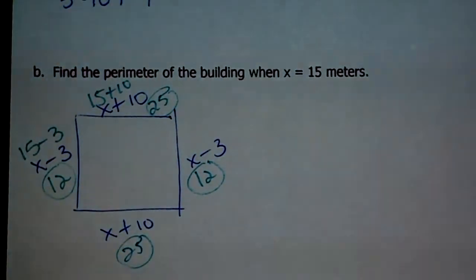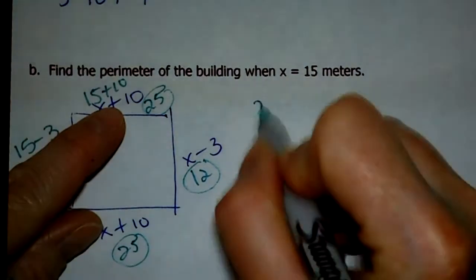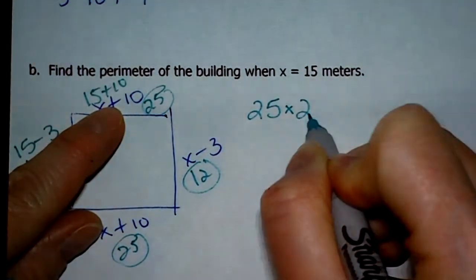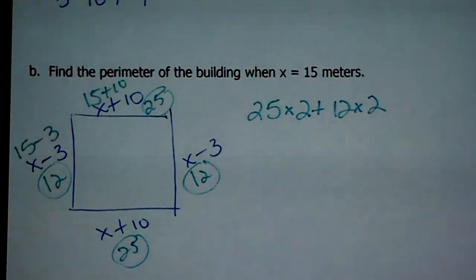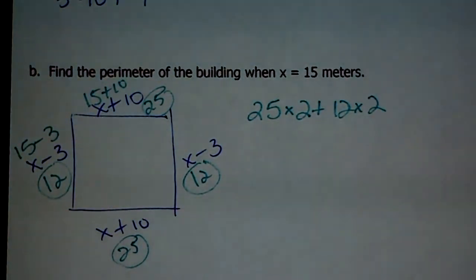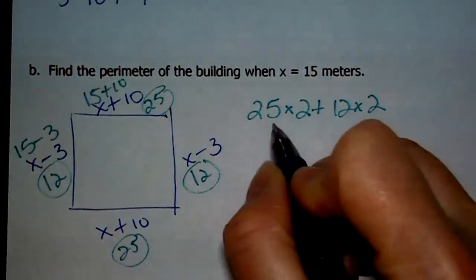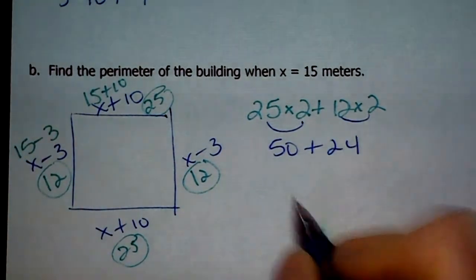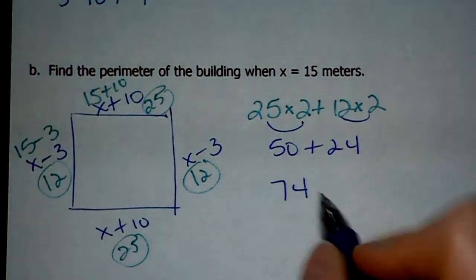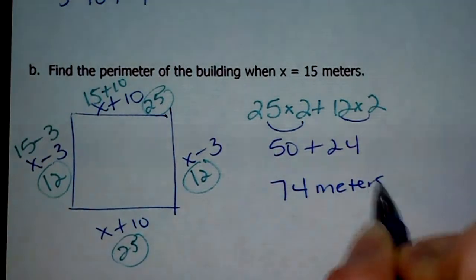So to get my total perimeter, I'm going to add up all the sides, or I'm going to take a little shortcut and say 25 times 2 plus 12 times 2. If you put 25 plus 25 plus 12 plus 12, it's the same number of digits. It's not really a shortcut. It's just a different way to look at it. So 25 times 2 is 50, and 12 times 2 is 24. So when you add them all up, we get 74, and the unit we're measuring in is meters.